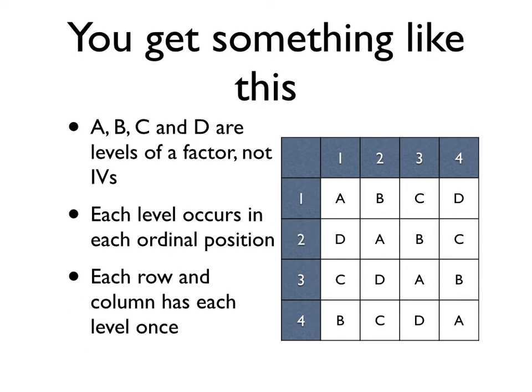Each row and each column has each level once. And remember, the rows and the columns here are actually levels of 2 different nuisance variables. So instead of having just one nuisance variable like we have with repeated measures or randomized block, we have 2 of them, and we're crossing those things.